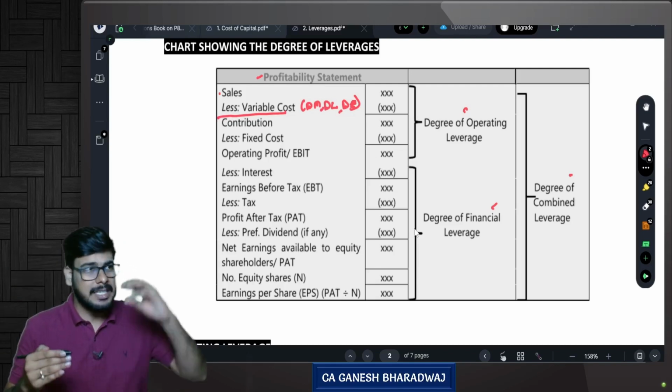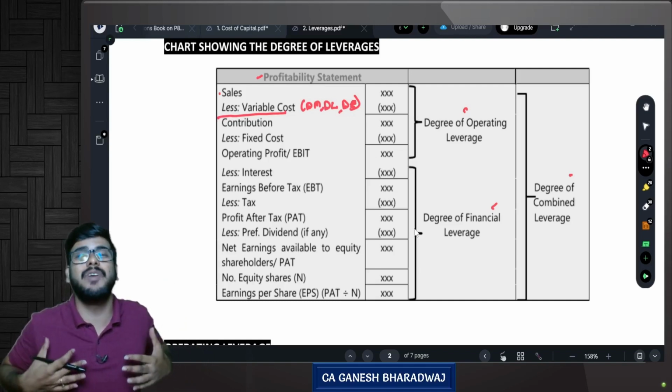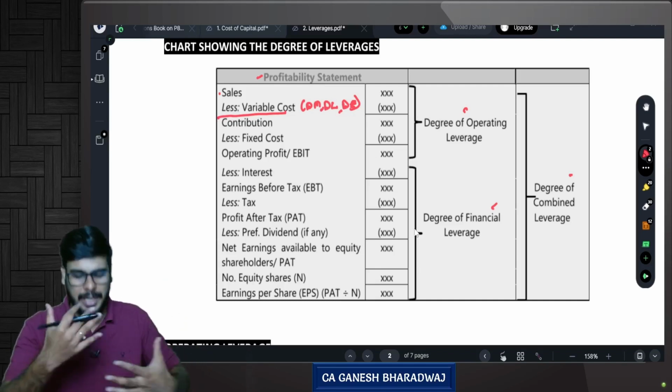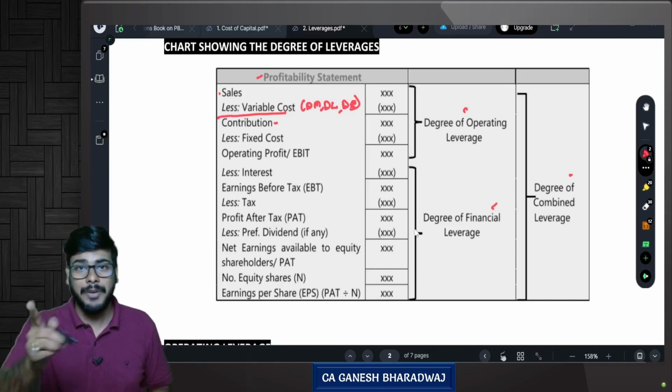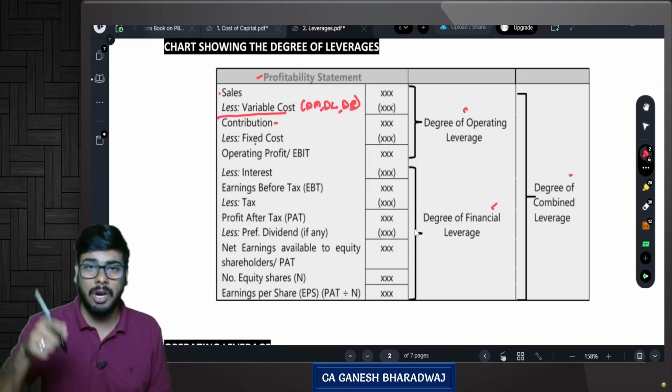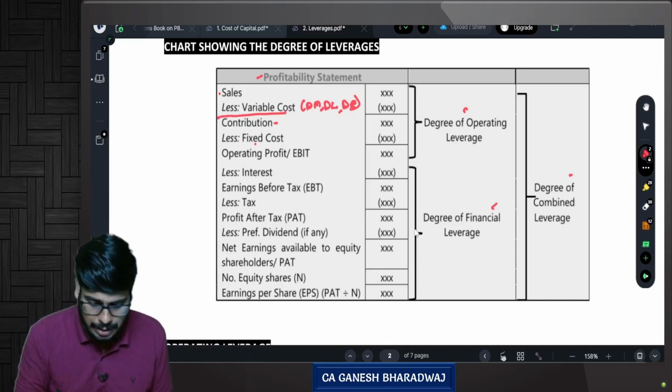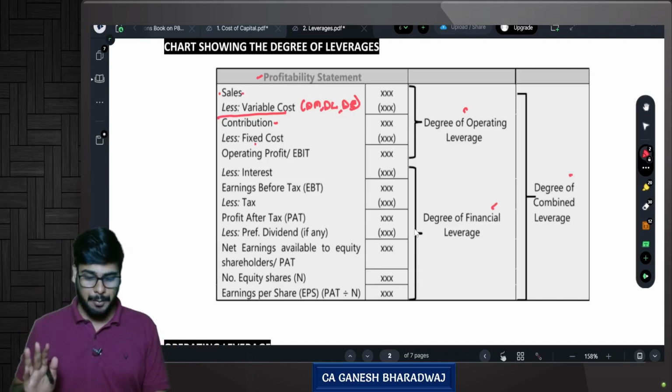Contribution. Nothing but sales minus variable cost gives you variable profit. And variable profit is only called as what? Contribution. Correct? Is this the final profit? No. Why? Because fixed cost is yet to be adjusted. Are you clear with this? Sales minus variable cost gives you contribution.